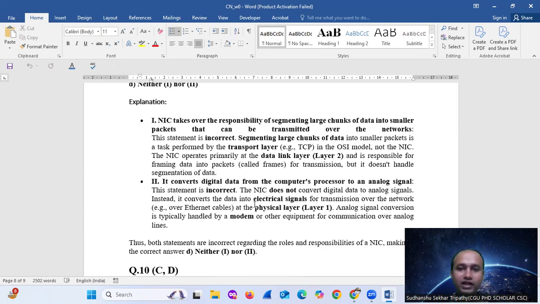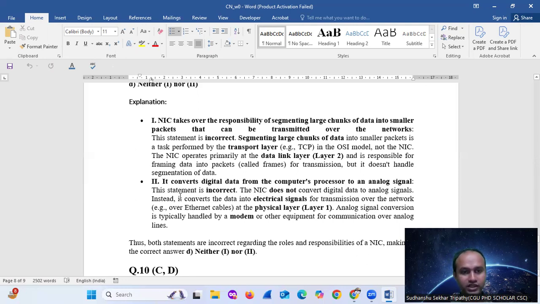So segmenting large chunks of data into smaller packets is a task performed by the transport layer, that is TCP, of the OSI model, not the NIC. Okay. So the NIC operates primarily at the data link layer, that is layer number 2, and is responsible for framing data into packets called frames. Okay. So data link layer का function ही है ना, frames. So for transmission, but it does not handle segmentation of data. तो ये false हो गया.